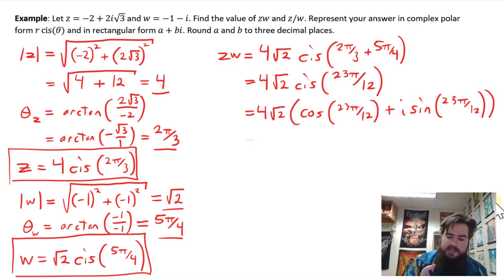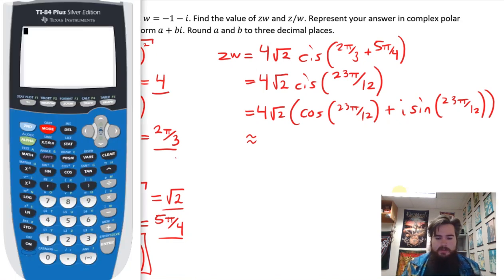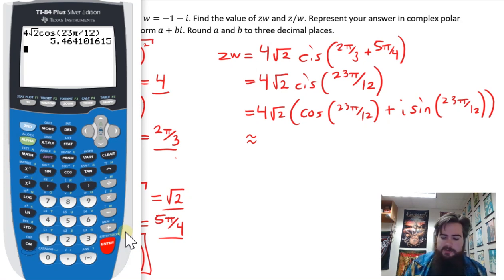And again, I can use a calculator to approximate that by distributing the 4 square root of 2 accordingly. So here, we will take 4 times square root of 2 times cosine of our angle measure 23 pi over 12. Since we're working with a radian measure, do make sure that we are in radian mode. That gives us approximately 5.464 to 3 decimal places.